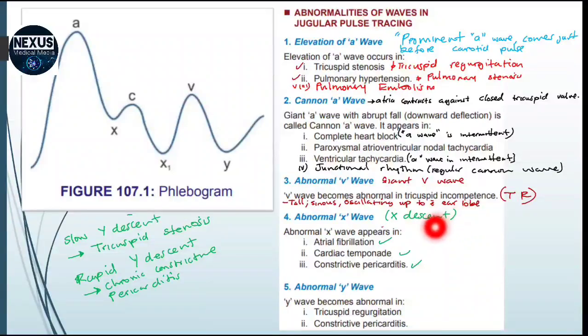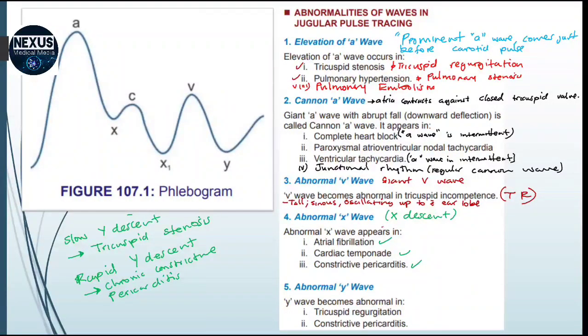This one is happening in atrial fibrillation, cardiac tamponade, constrictive pericarditis. Last but not least, we have the abnormal Y wave, right? So it could be a slow Y descent. A slow Y descent occurs in tricuspid stenosis, and a rapid Y descent occurs in chronic constrictive pericarditis, right?